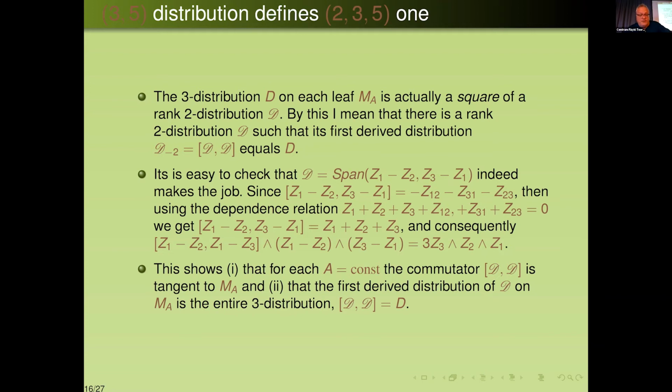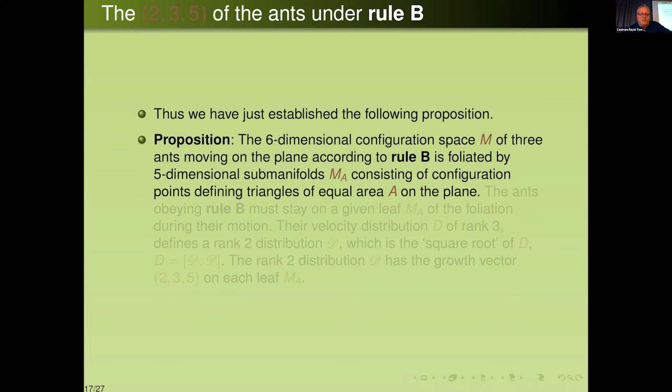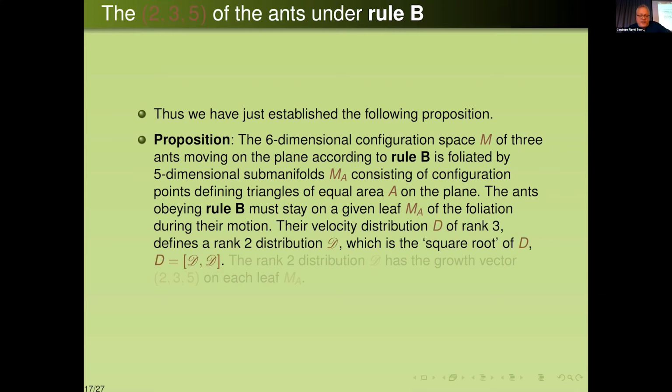Okay, so we have 2, 3, 5 distributions here. The 6-dimensional configuration space M of 3 ants moving on the plane according to rule B is foliated by 5-dimensional submanifolds MA consisting of configuration points defining triangles of equal area A on the plane. The ants obeying rule B must stay on a given leaf of the foliation during their motion, and their velocity distribution of rank 3 defines a rank 2 distribution, calligraphic D, which is the square of D. And the rank 2 distribution has growth vector 2, 3, 5 on each leaf of this foliation. So we created a 2, 3, 5 distribution out of the movement of these ants.